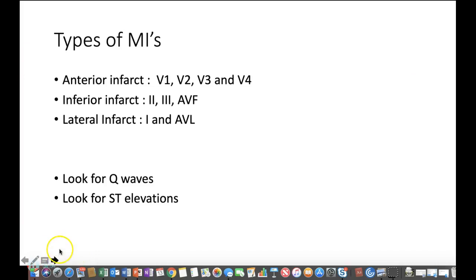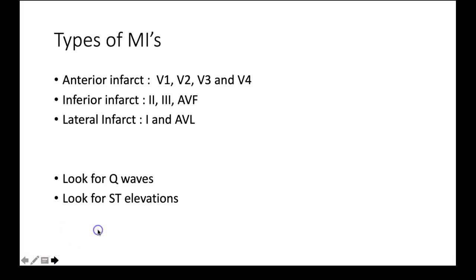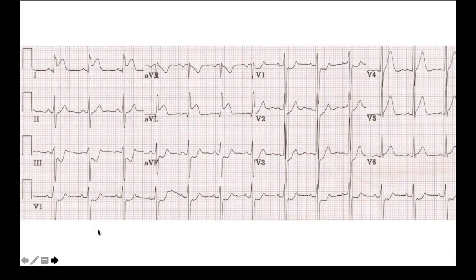Sorry, I think I lost my place on my slide. Anyway, back to this EKG.